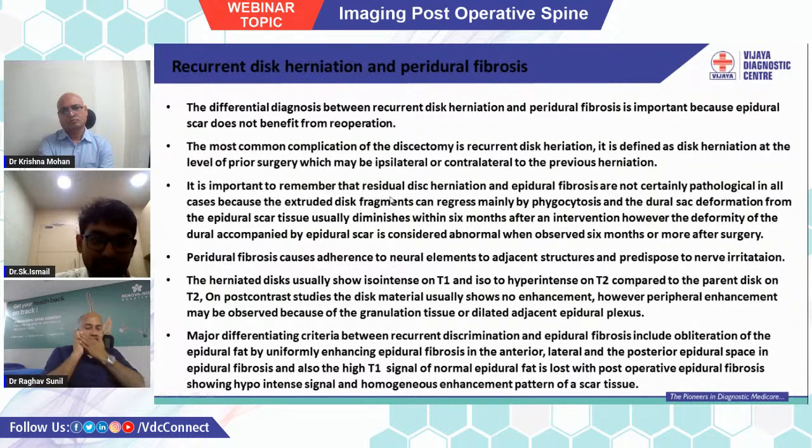And it is important to remember that recurrent disc herniation and epidural fibrosis are not always pathological in all the cases, and so the scar can regress, and the deformity of the dural sac can regress. And this peridural fibrosis causes adherence of the neural elements to the adjacent structure, which results in compression from adjacent osteophytes or from adjacent discs. So that results in nerve irritation and causes recurrent or persistent pain.